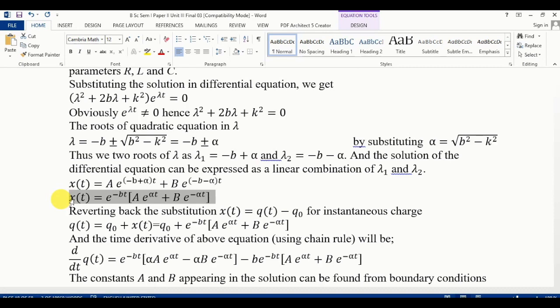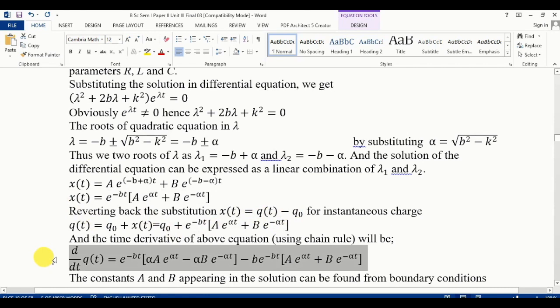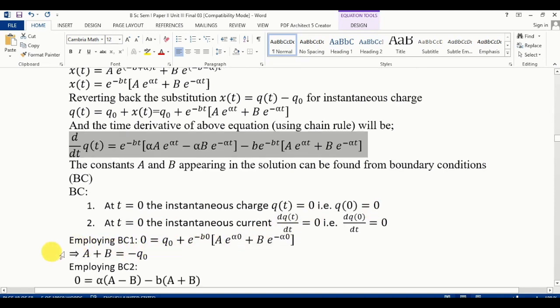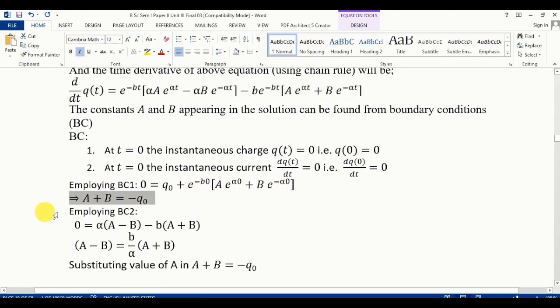Now we can revert back the substitution. X of t is equal to q of t minus q0, and we can again find the first order derivative. Then we can employ the boundary conditions at t equal to 0. The charge in the circuit q of 0 is equal to 0, and at that instant of time when charge itself is 0, the current, that is d dt of q of t, is 0. If we enforce the first boundary condition, we obtain this equation, and by enforcing the second boundary condition we get another equation.